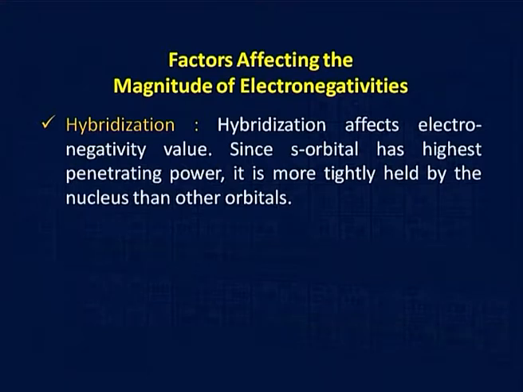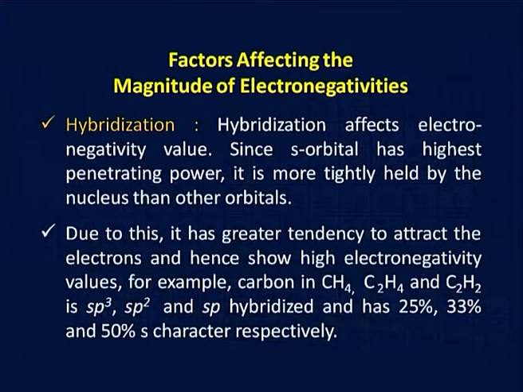But we know that during the process of hybridization, s orbital, p orbital or d orbital will mix to form new hybrid orbitals. And in these new hybrid orbitals, depending on the percentage of the s character in them, the value of electronegativity varies. So, hybridization also affects the electronegativity values. Since s orbital has the highest penetrating power, it is nearest to the nucleus. Therefore, if the hybrid orbital has more s character, then that atom will have a high value of electronegativity. So, due to this, it has a greater tendency to attract the electron if it has more s character.